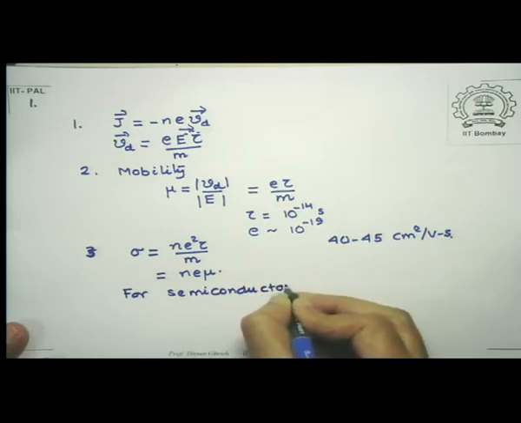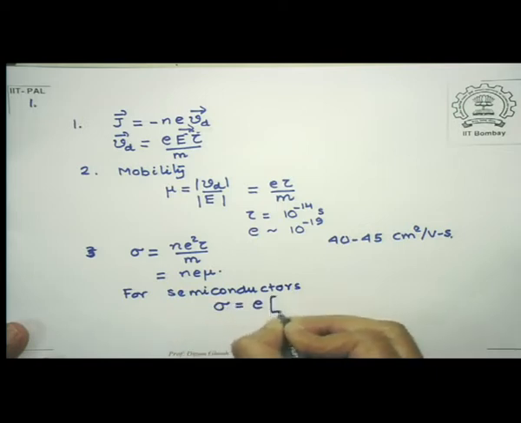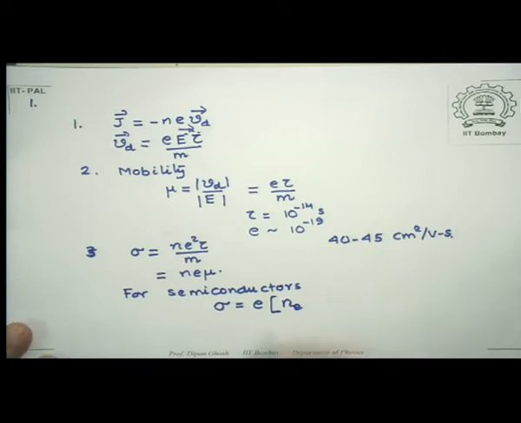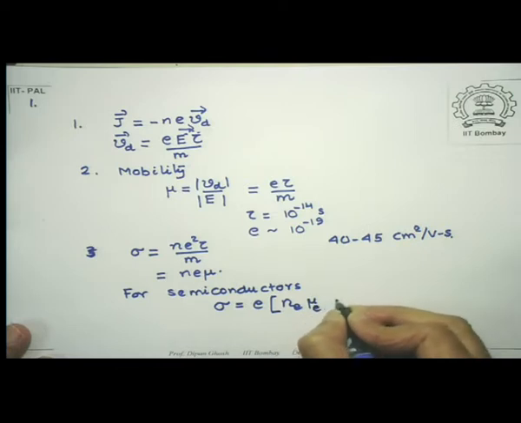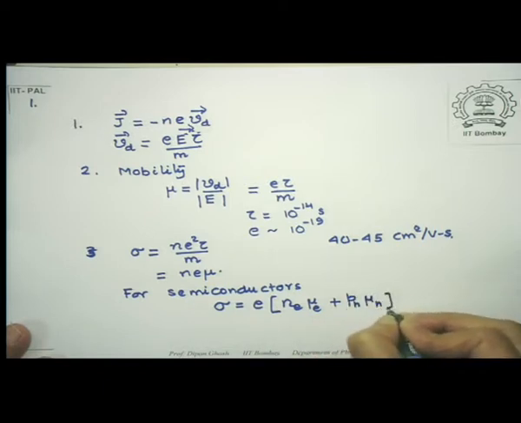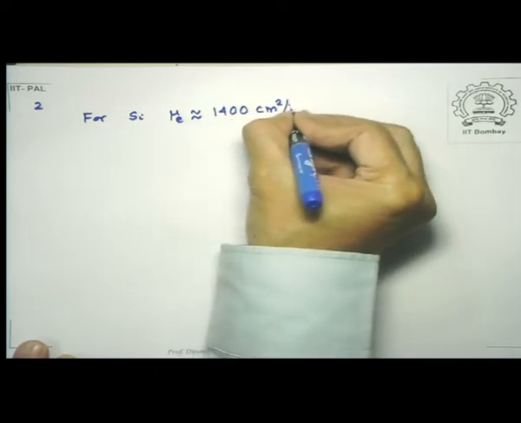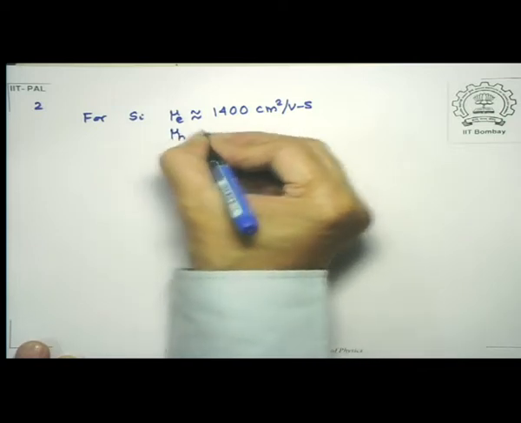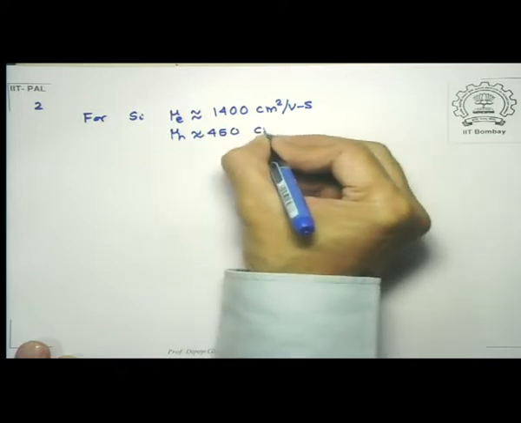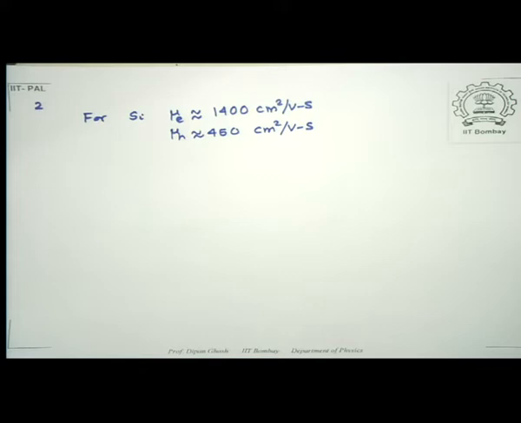For semiconductors, the conductivity expression is given by e times Ne, that is the electron number density, times the mobility of the electron, plus the hole density, which is usually denoted by P, times mu h. And these numbers are substantially larger than the corresponding numbers for the conductors. For instance, for silicon, we had stated that the electron mobility is of the order of 1400 centimeter square per volt second, and the hole mobility is about 450 centimeter square per volt second. This is obviously much larger compared to what we said in case of the conductors.